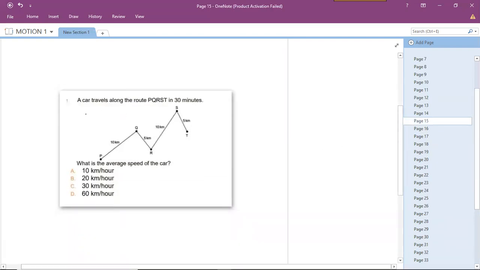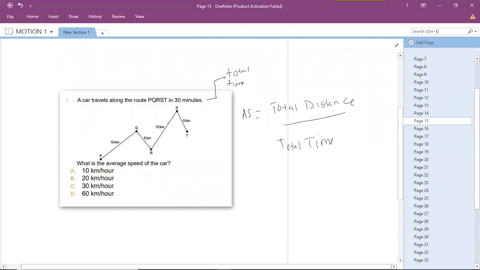They are saying a car travels along the route PQRST in 30 minutes. So that's the total time. Now they are asking, what is the average speed of the car? As usual, you say average speed is total distance over total time.